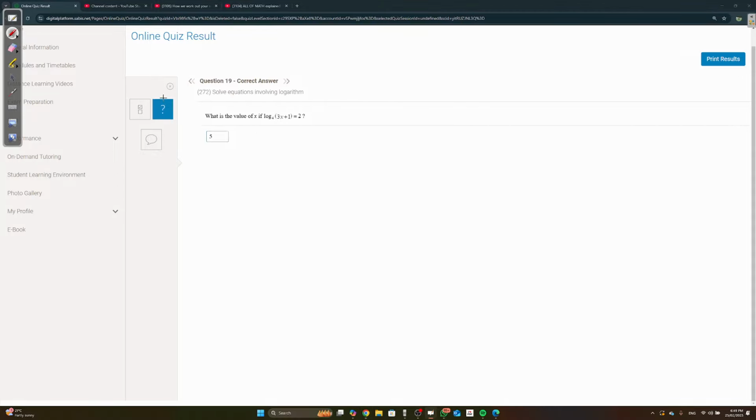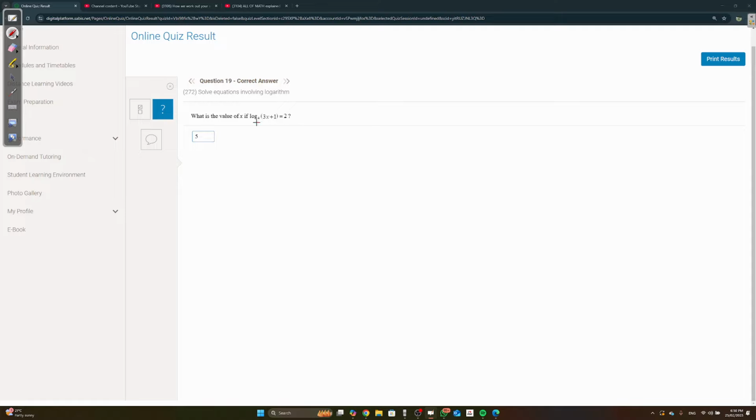Question 19. What is the value of x if log base 4 of 3x plus 1 is equal to 2? What did I tell you about log? How does it look? This is the base, this is the answer, and this is the power. BAP. If you see something like log base 2 of x is equal to y, it's the same as writing 2 to the power of y is equal to x. Remember, base, answer, power. So this base is raised to this power to get this answer. BAP.